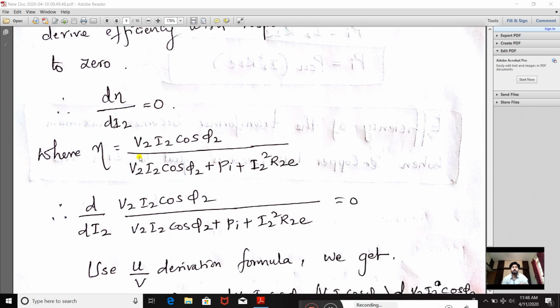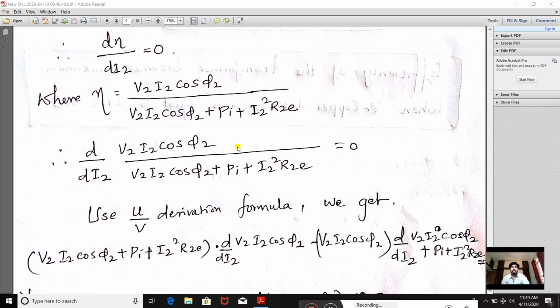Where efficiency, as you all know, is V2 I2 cos phi 2 divided by V2 I2 cos phi 2 plus Pi plus I2 square into R2E. Here this is in the form of u by v, so you can use the u by v derivative formula and start differentiating this expression. The u by v formula is v into du by dx, minus u into dv by dx, divided by v square, is equal to 0. This is the formula of u by v.